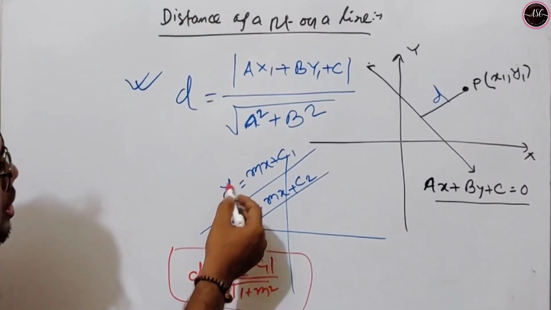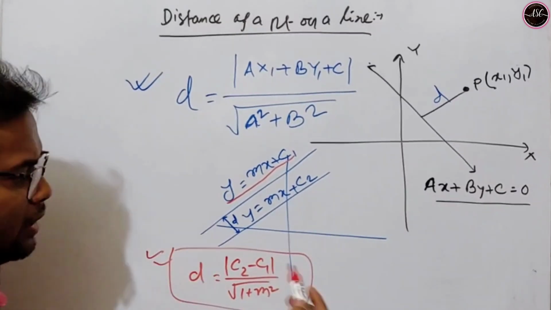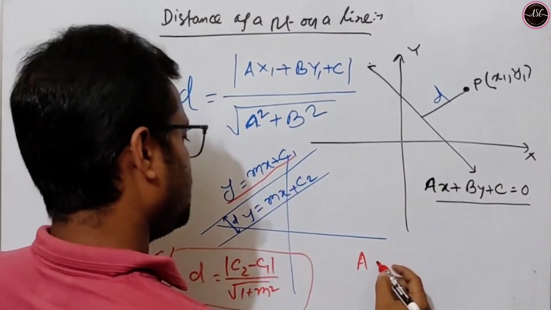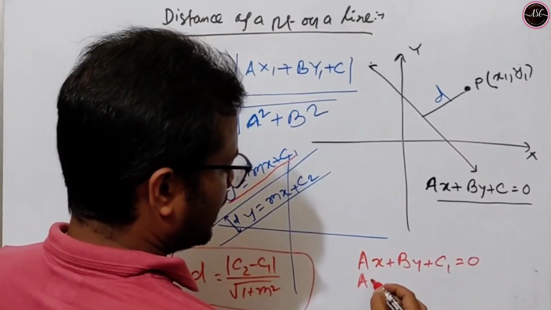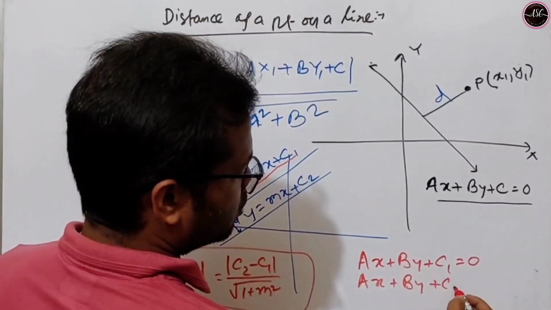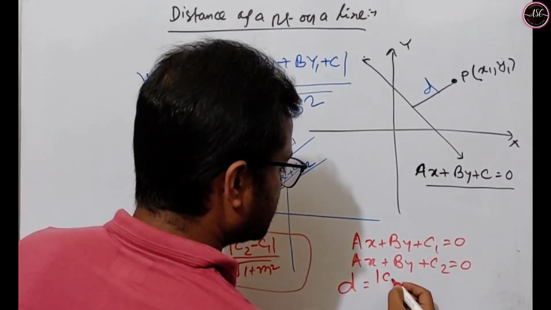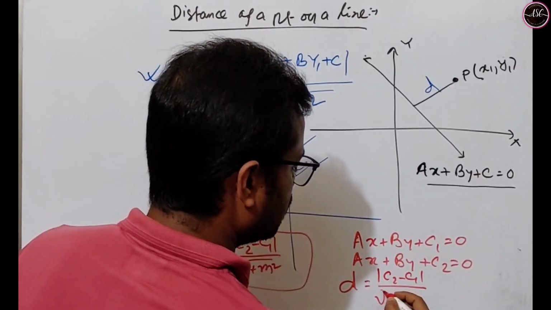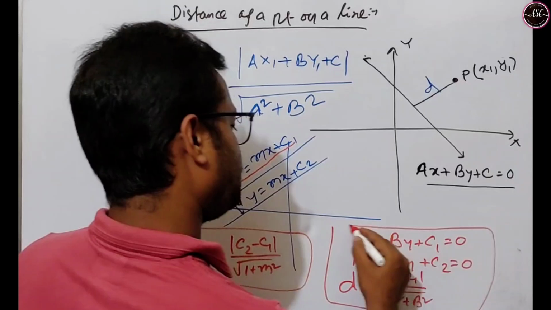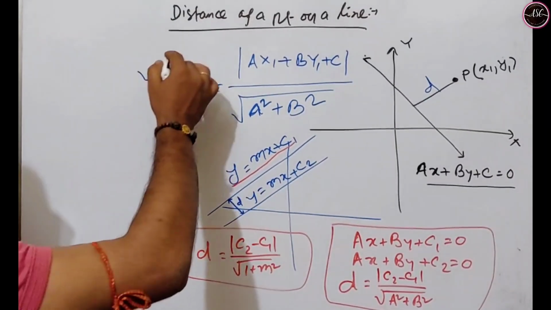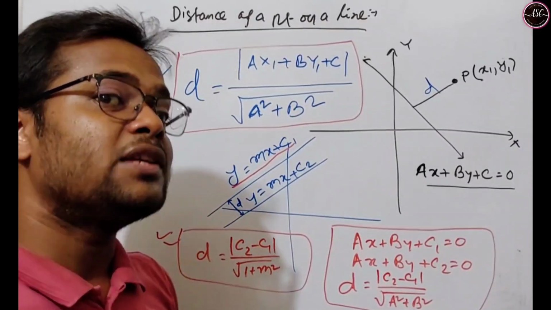And if the equation of the line is of this type, we use this formula. If the equation of the lines is ax plus by plus c1 equal to 0 and ax plus by plus c2 equal to 0, then what will be the distance between them? Then d equal to mod of c2 minus c1 divided by root over a square plus b square. So this should also be remembered. By these formulas 1, 2 and 3 we solve various problems.